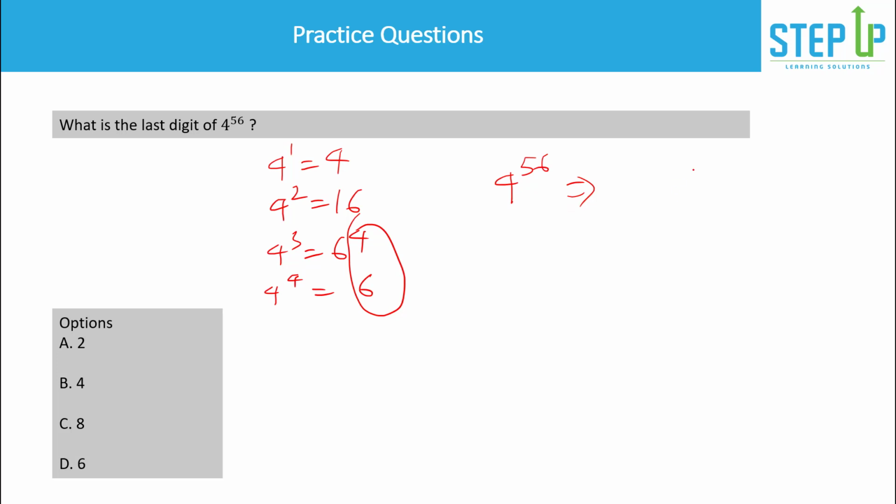This means you have to just check whether 56 is divisible by 2, and it is actually divisible by 2, meaning the second power. That means for first it is 4, for second it is 6. So in this case, every even power will be 6. So here the answer is 6.